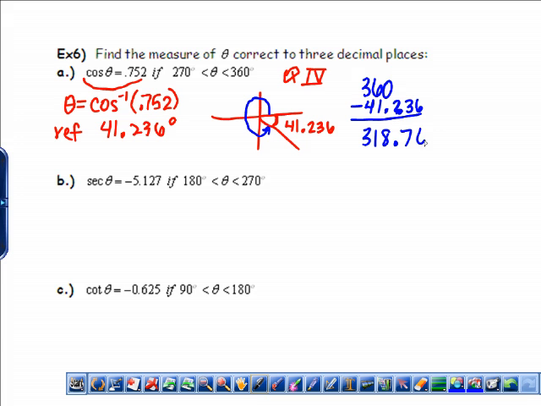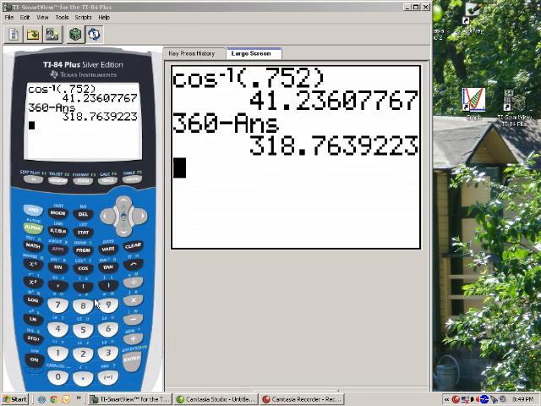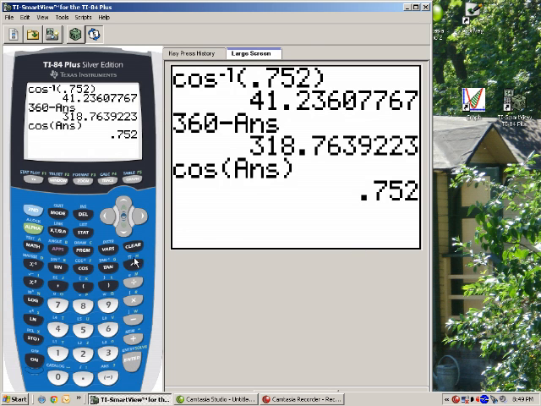This is my answer. And we can easily check this. First off, is it between 270 and 360? Okay, it is. Next thing, when I take cosine of this, does it equal 0.752? Well, that's easy enough to check. Let's hit cosine, answer. There you go. That's how you know you're right.